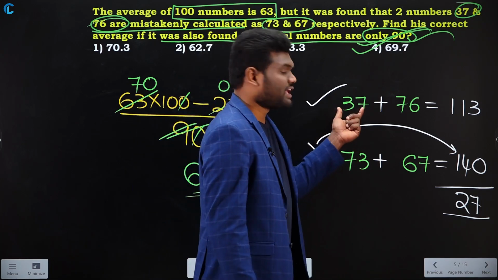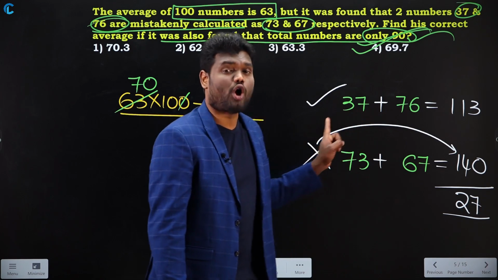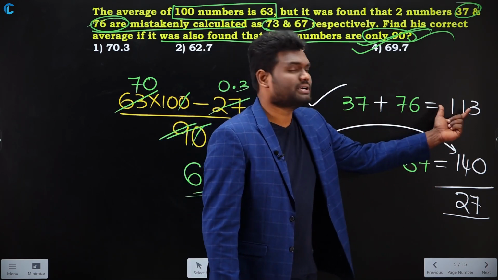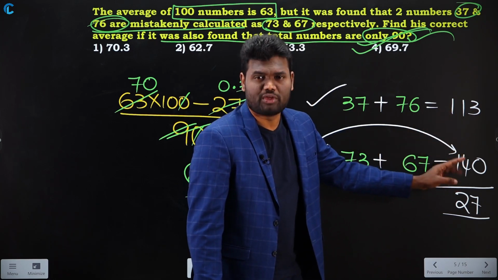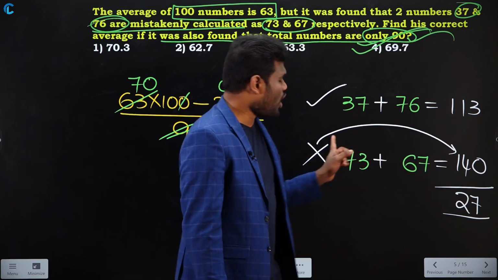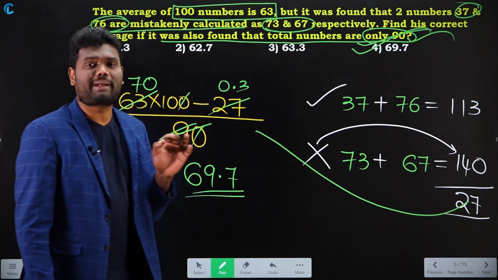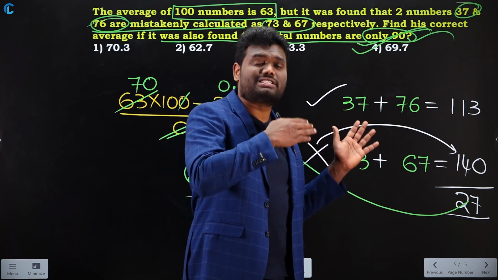What we have done? Numbers should be noted as 37, 76. But they were wrongly noted as 73, 67. When you add these numbers, it is 113. When you add these numbers, it is 140. 140 and 113 difference is like 27. As the wrong value is more, you need to subtract this 27.